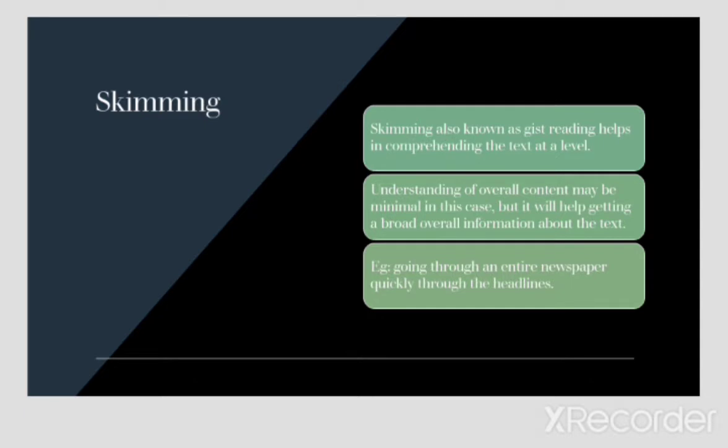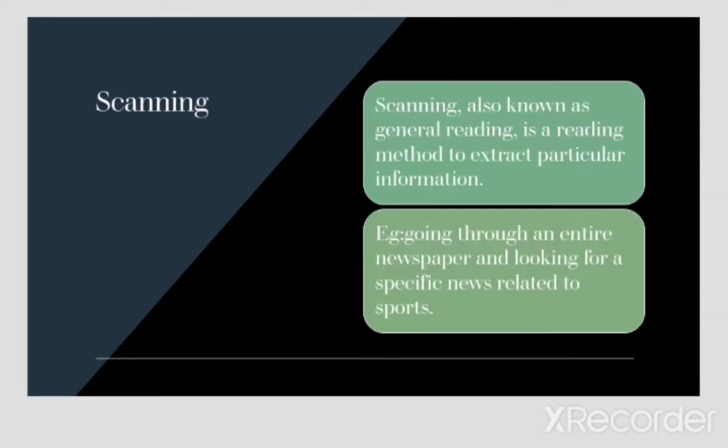Second one is scanning. Scanning is also known as general reading. This is a reading method to extract particular information. If you go through some encyclopedia and check for a particular piece of information, it is scanning. We read an encyclopedia focusing on a particular topic or area, that is scanning. For example, going through the newspaper and searching for particular information, maybe related to sports or some other news. That kind of reading is called scanning.